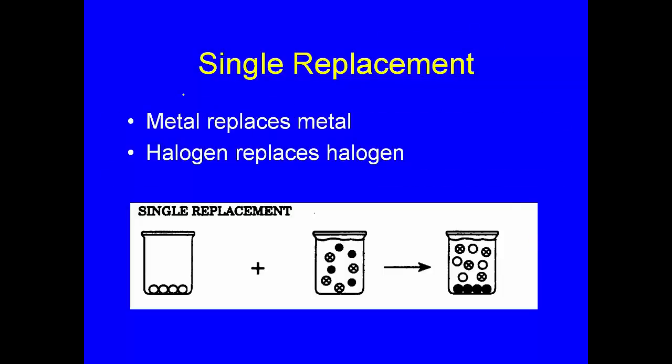What does happen is a metal is going to kick out another metal because they're both like charges. So a positive has to kick out another positive. So a halogen would kick out another halogen. So you can only have like things kicking out. So look at this picture. If we wanted to color these, these could be yellows.